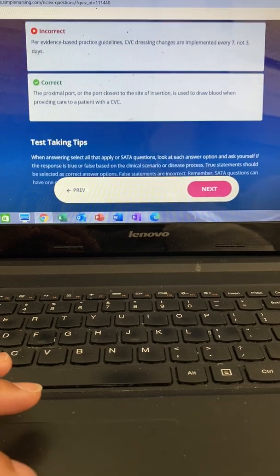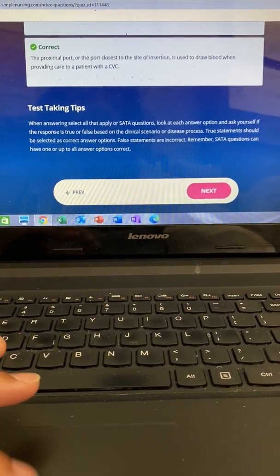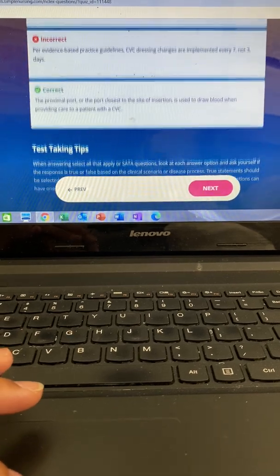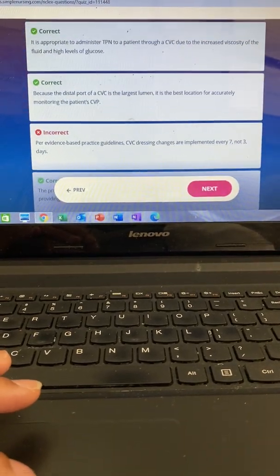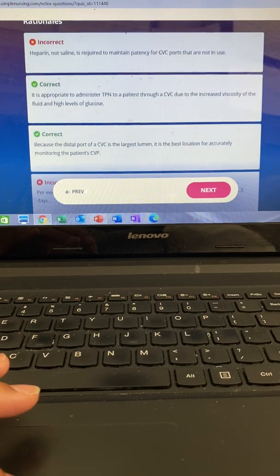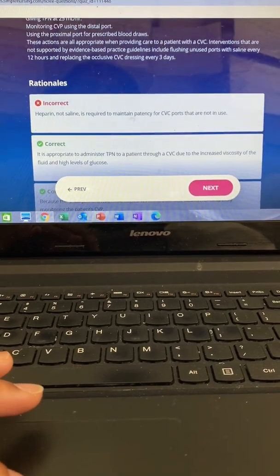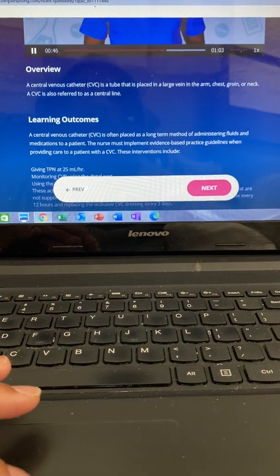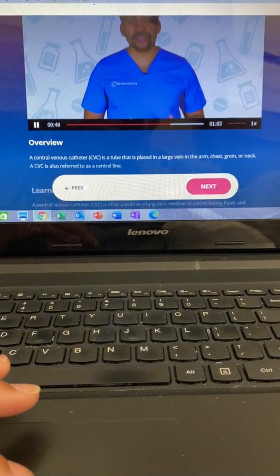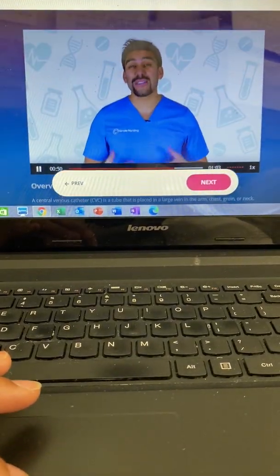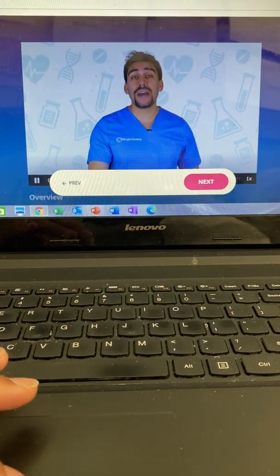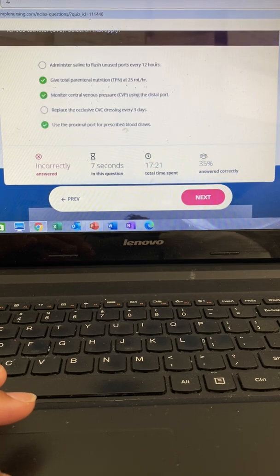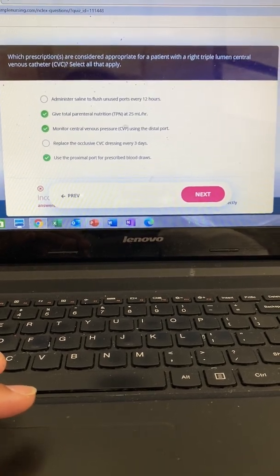So option number 1 is incorrect. Unused ports should be HEP locked. Now option 2 is correct. TPN is okay to give through a central line. And option 3, CVP can be monitored in a central venous line. So option 4 is incorrect. Occlusive dressings are changed every 7 days. And option 5 is correct here. Proximal and closest port is used for blood. Okay, that wraps it up.